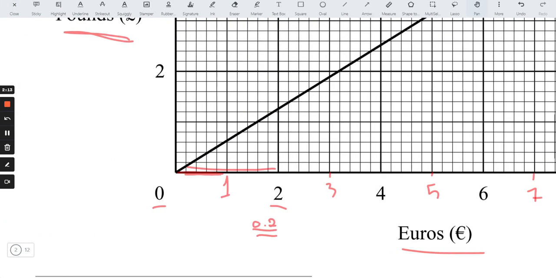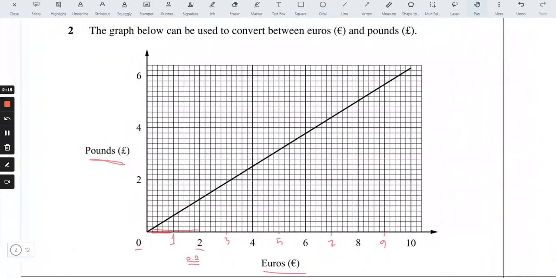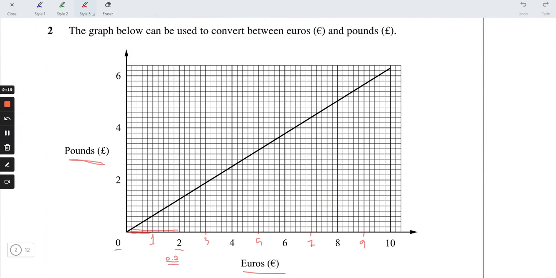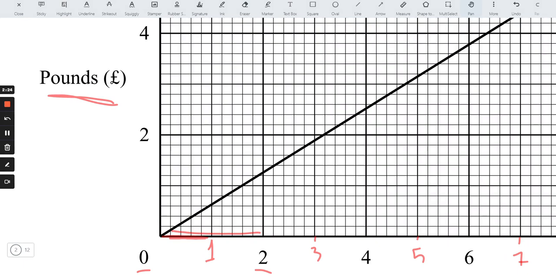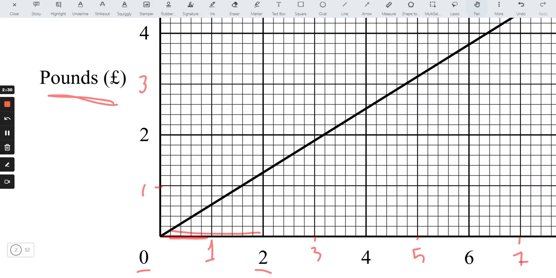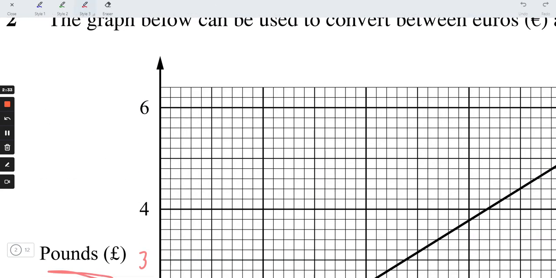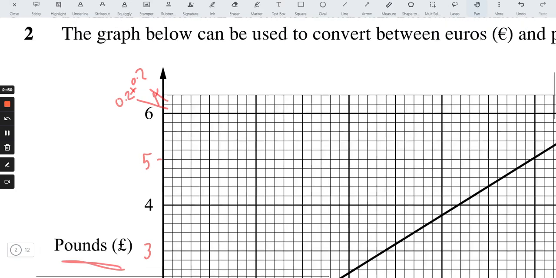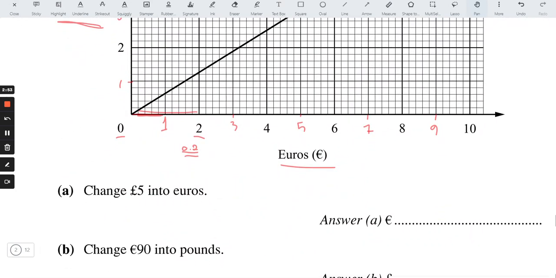Now the same for the pounds axis. In the pounds axis here we have 0, here should be 1. Yes, here we have 0, 1, 2, 3, 4, then 5 and 6. Here we could write 5 and 6, already written. These small parts here, each one is 0.2. So if you are adding them, you will get 6.4.